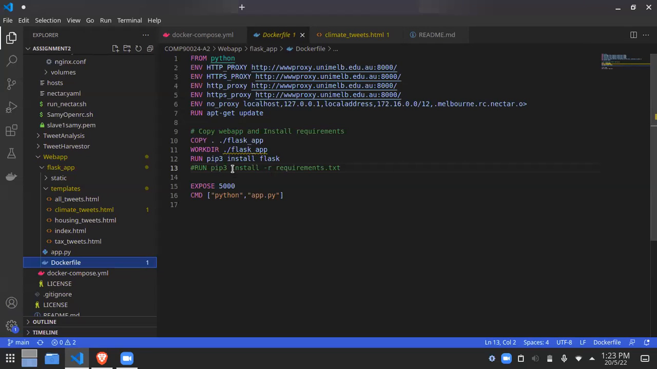So the first thing that it does in the Docker container is copy the current files to the root. Then it changes the working directory to the Flask app. And then it runs pip install Flask, which is the only dependency for running the web app. And then we expose the port 5000 because it is the one which is hosting our web app. And then this command, python app.py, is used to start the Flask app. So there's that.